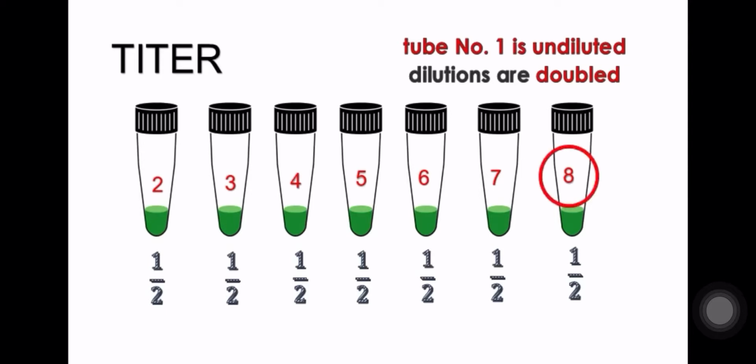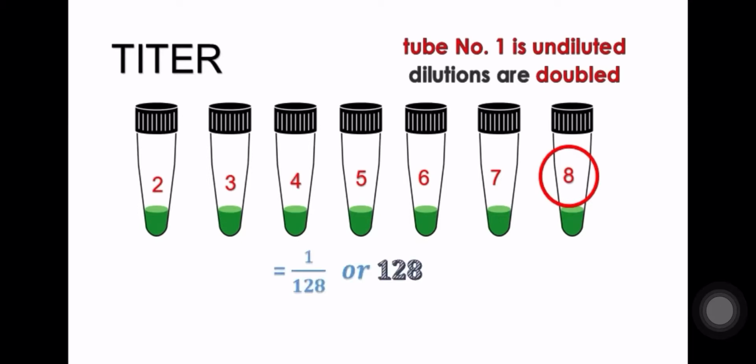Now we were asked to look for the titer of tube number 8. So simply we're just going to multiply all the dilutions from tube number 2 down to tube number 8. The answer is 1:128 or 1/128 or a titer of 128.